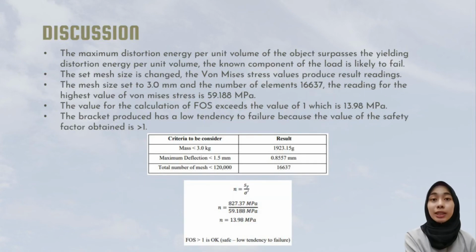The table below shows the criteria set for the maximum deflection of the bracket, which is not exceeding 1.5 mm. From the result obtained, the total deflection is 0.8557 mm, not exceeding 1.5 mm. The formula below shows the work to get the value of the factor of safety. The condition set for the FOS is over 2. The FOS value obtained is 13.98.